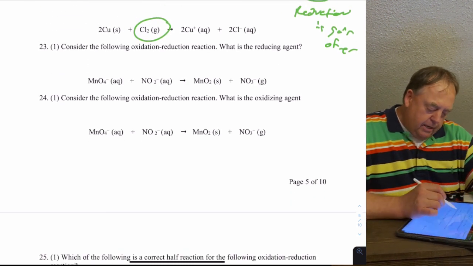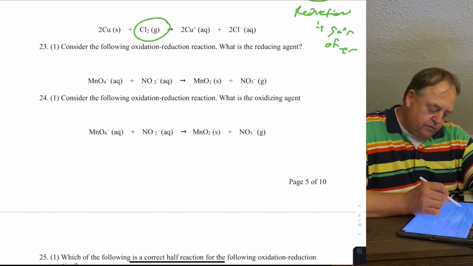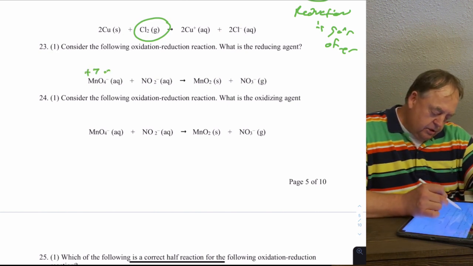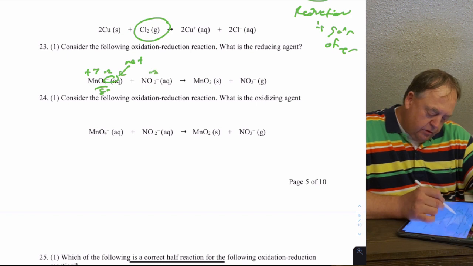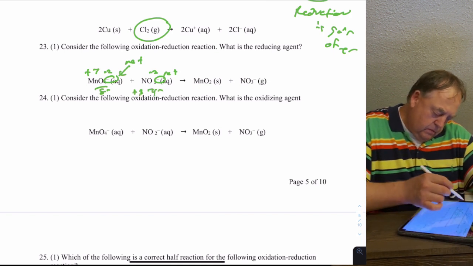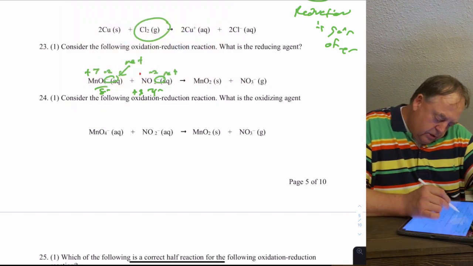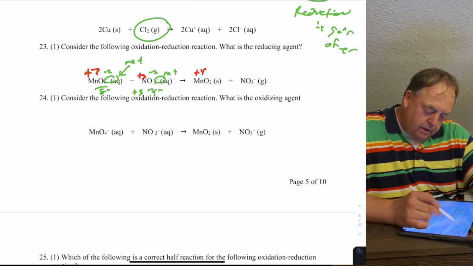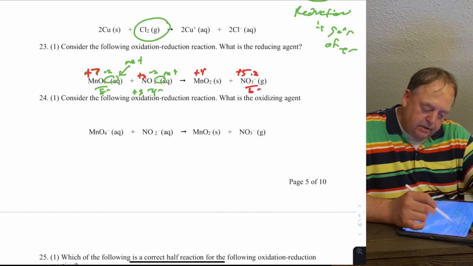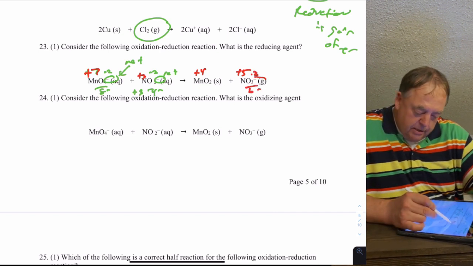Okay, and in this one, again, to solve this, you have to do oxidation numbers first. Manganese is +7. Oxygen's -2, right? That's 8 negatives, and +7 gives you a net -1. And oxygen's -2, you have to have a net -1, so that's 4 negatives. So nitrogen must be +3. Okay, so nitrogen's +3, manganese is +7, and over here manganese is +4, and nitrogen's +5. Right, because oxygen's -2, and that's 6 negatives, and +5 and -6 gives you a net -1.